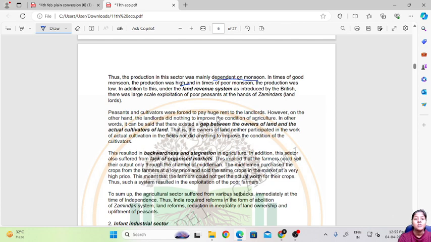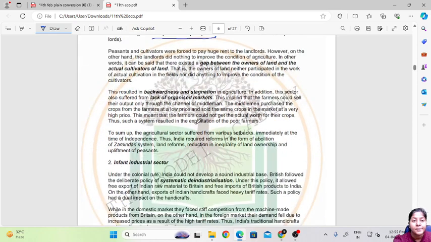In addition to this, under the land revenue system as introduced by the British, there was large scale exploitation of poor peasants at the hands of zamindars, that is landlords. Peasants and cultivators were forced to pay a huge rent to the landlords. However, on the other hand, the landlords did nothing to improve the condition of agriculture.